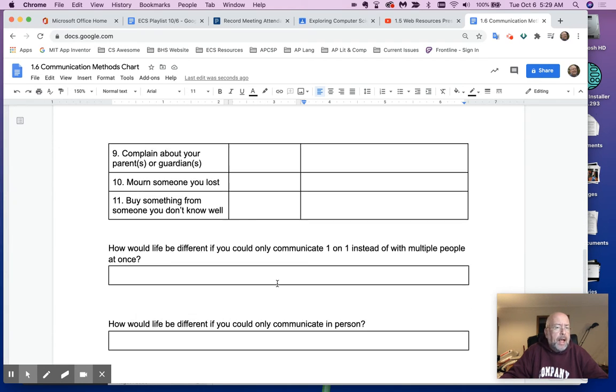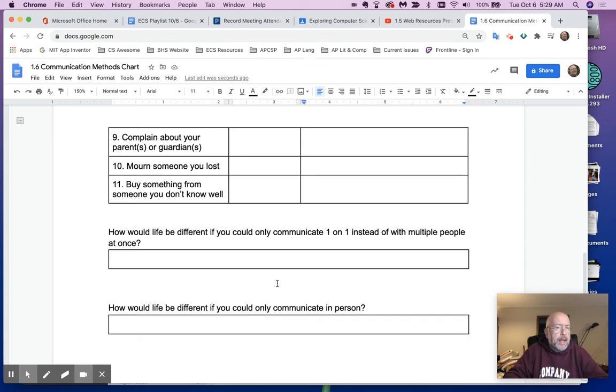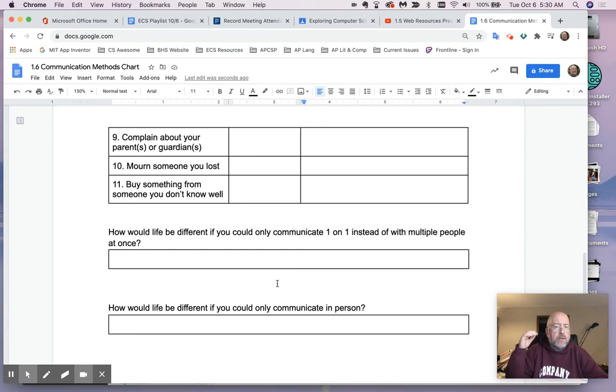And then a couple of reflection questions at the end. How would life be different if you could only communicate with people one-on-one instead of with multiple people at a time? So you couldn't do group chats. If you could only ever have one-to-one conversations with anyone, doesn't matter how, but only ever one-to-one.